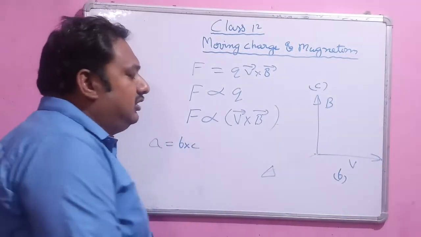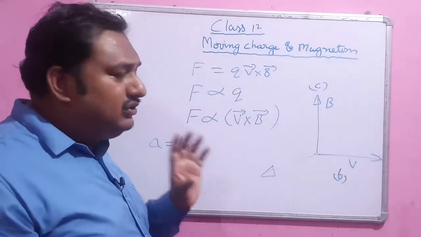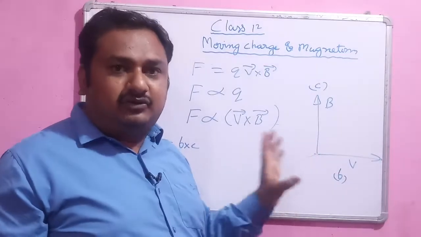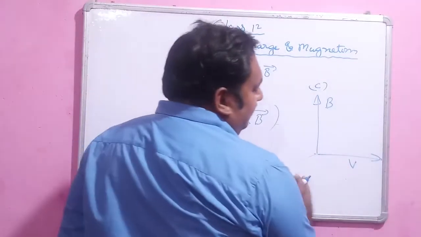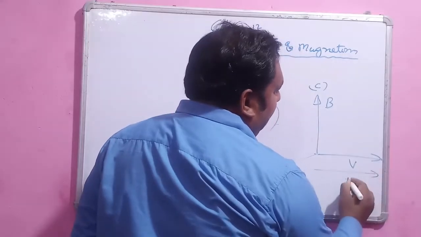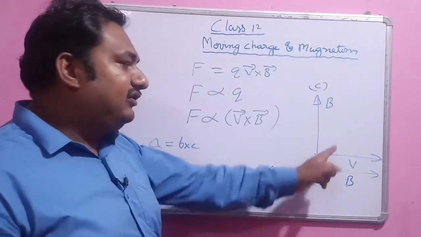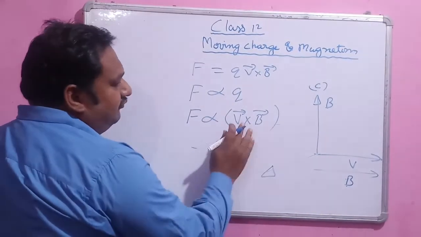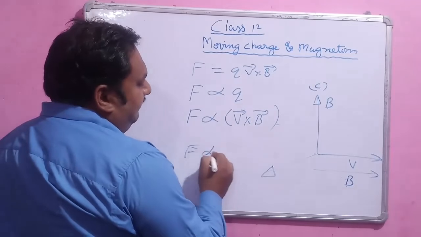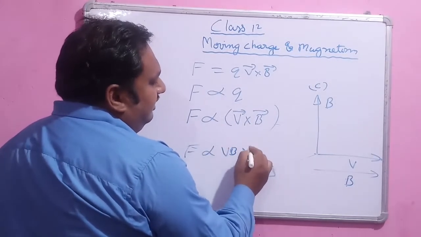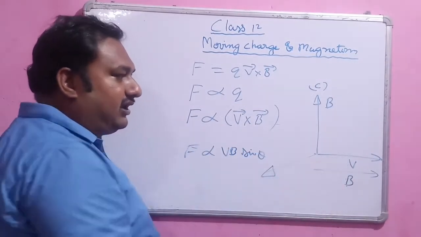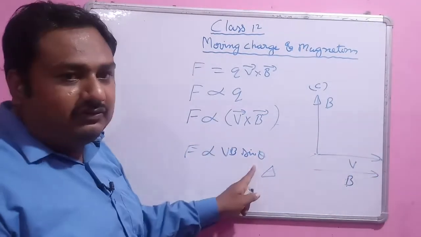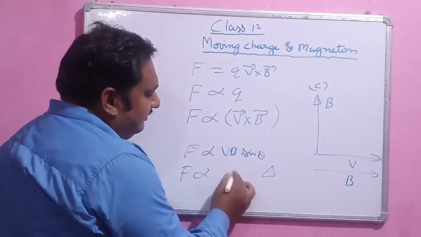Magnetic force will act only if the angle between V and B is finite; there should be an angle. Suppose the magnetic field and the velocity are both parallel. Here F is proportional to qVB sin theta, and if you put theta equal to 0, because they are parallel, the angle between them is 0. Sin 0 is 0, so the force will become 0.